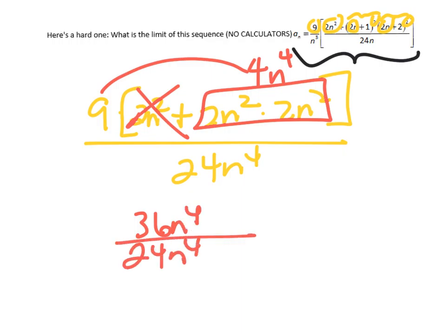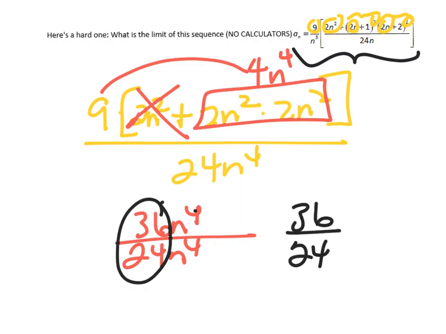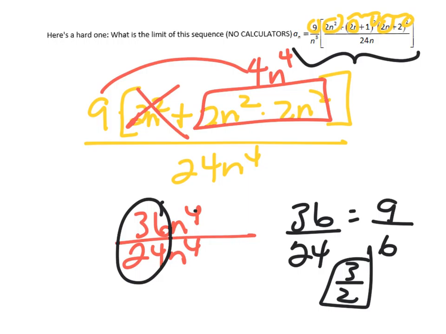And since these are the same, it's just 36 over 24, which if you divide by 4, you get 9 over 6. If you divide by 3, you get 3 over 2. So it's not really as hard as it looks. You kind of have to pretend you're multiplying the whole thing out and figure out what you have.